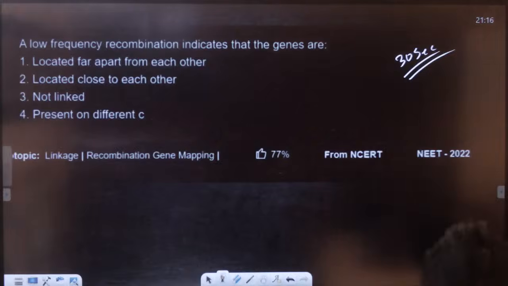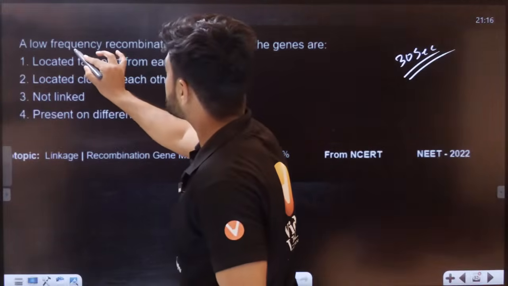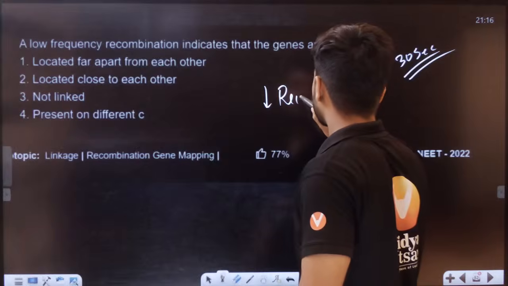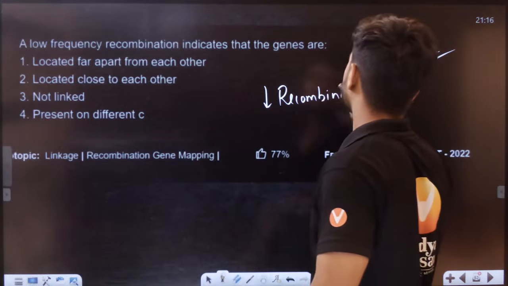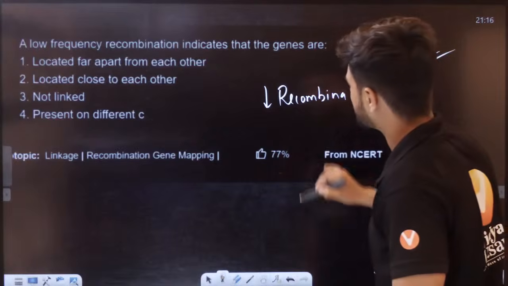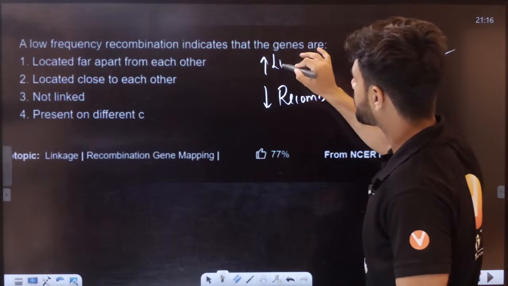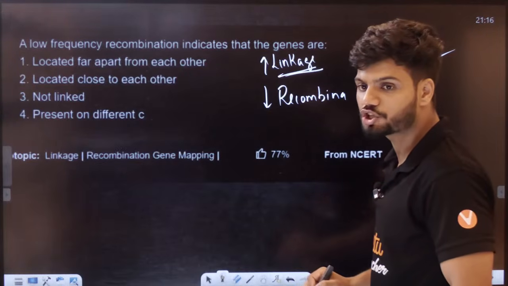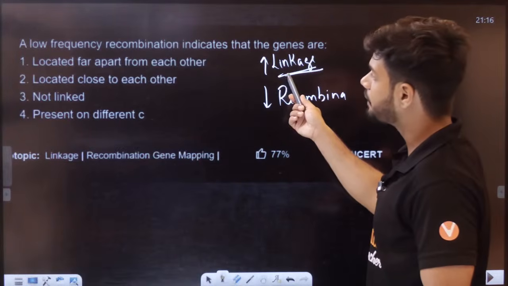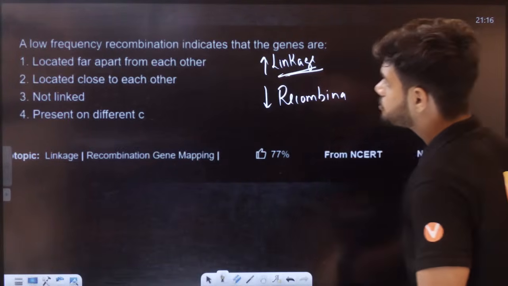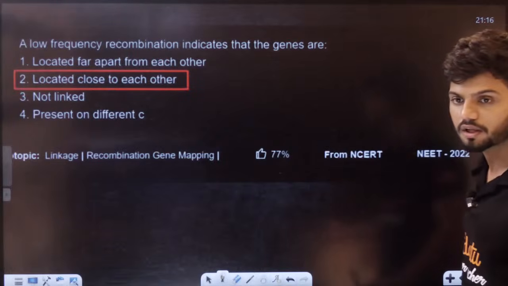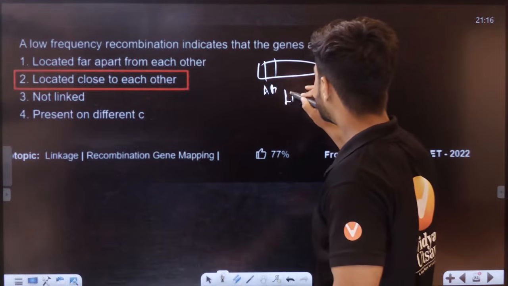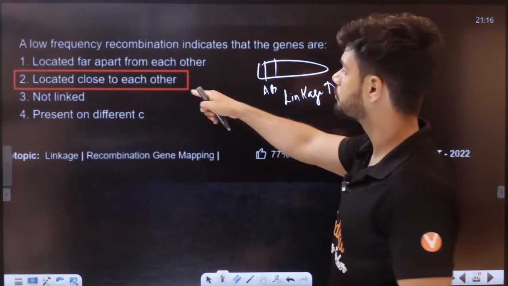Okay, the question is very simple. The question says low frequency of recombination, that is, very low recombination is there. If low recombination means high linkage, what is the meaning of high linkage, students? Two genes are close to each other. If two genes are very close to each other, then linkage is very high. Yes or no?